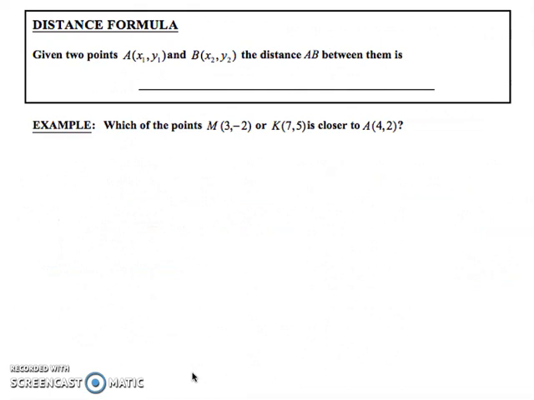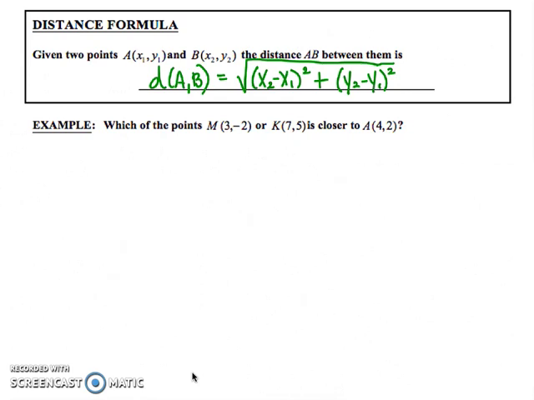Next, we're going to talk about the distance formula. This is a bit of a review from geometry. Given 2 points A and B, the distance from A to B is equal to a big square root, and then under the square root we subtract the x values and square them, and we subtract the y values and square them, and we add those two products together after we do the squaring, and then the last step is the square root.